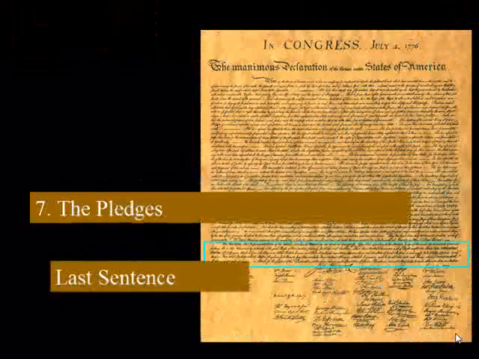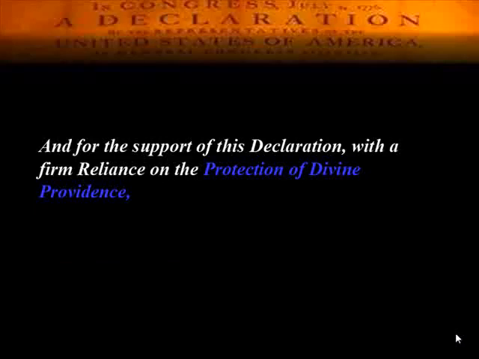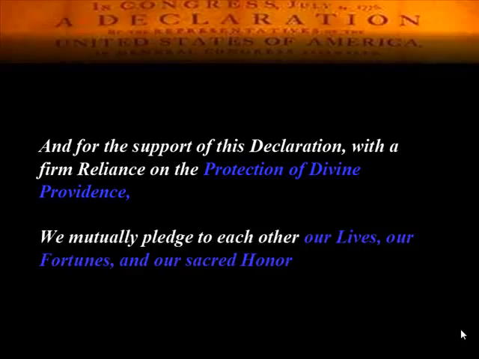The seventh and last part in the last sentence is what I call the pledges. And this is where they make a pledge to God, and they say this: "And for the support of this declaration, with a firm reliance on the protection of divine providence," so a pledge to God and seeking His protection, and then a pledge to each other. "We mutually pledge to each other our lives, our fortunes, and our sacred honor."